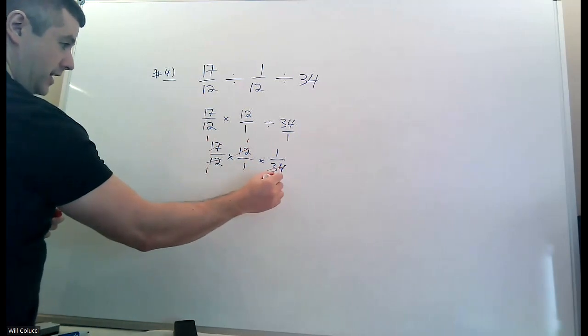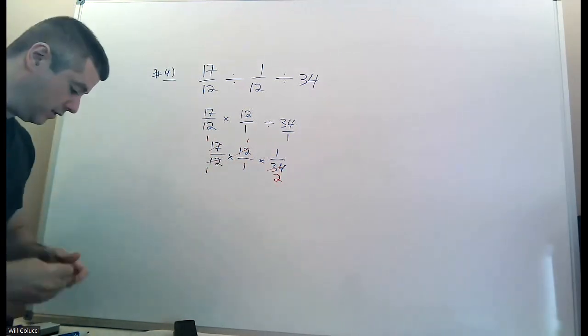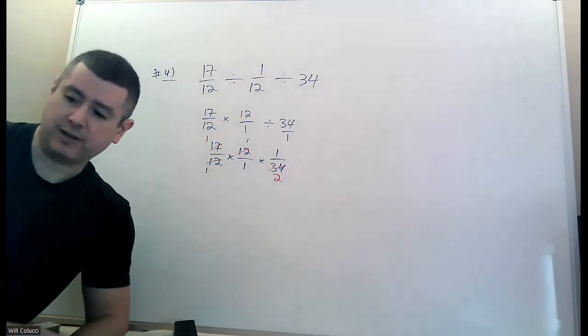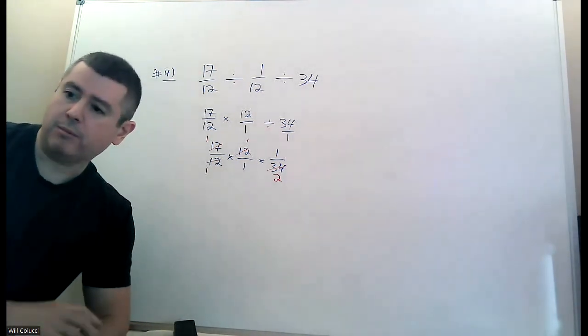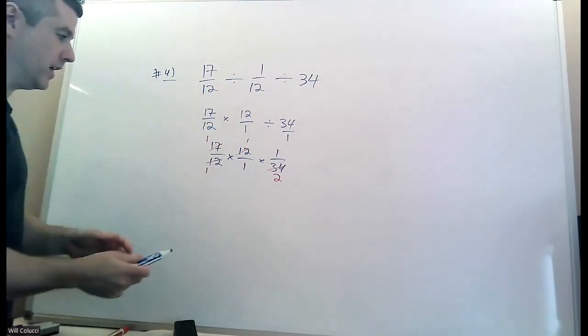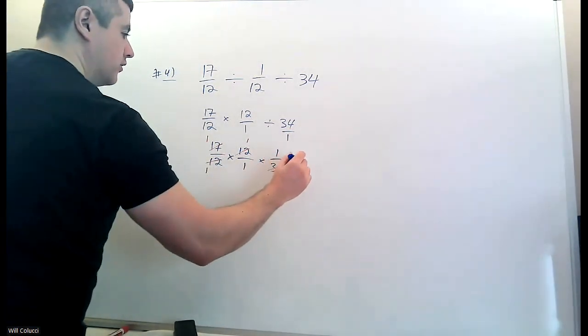34 divisible by 17 is 2. And again, some people like to do that. That's okay. You can write 34 as 17 times 2 and cross out the 17s like I did before. But in this case, if it's only the two numbers, this can save a couple of seconds. It's a little more sophisticated.